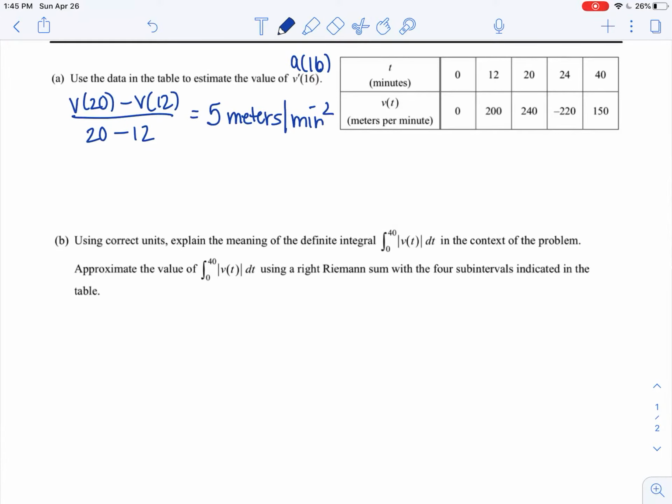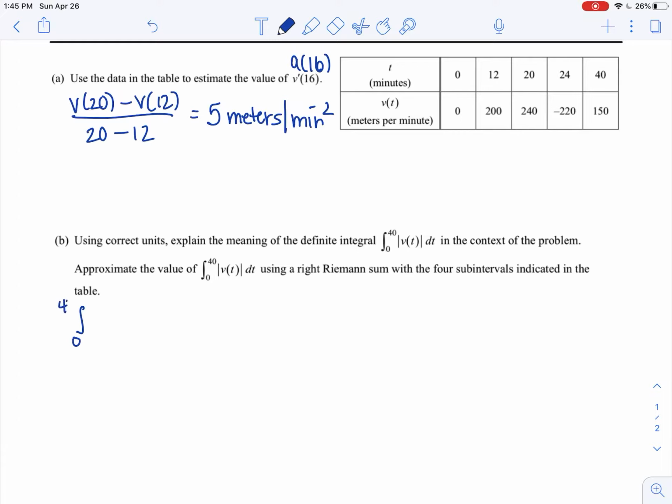Okay, so then for the next part of this question, it says using correct units, explain the meaning of the definite integral, the integral from 0 to 40 of the absolute value of v of t in the context of that problem. So that has to bring your mind back a little bit to motion. Integral of the absolute value is the distance something has traveled.